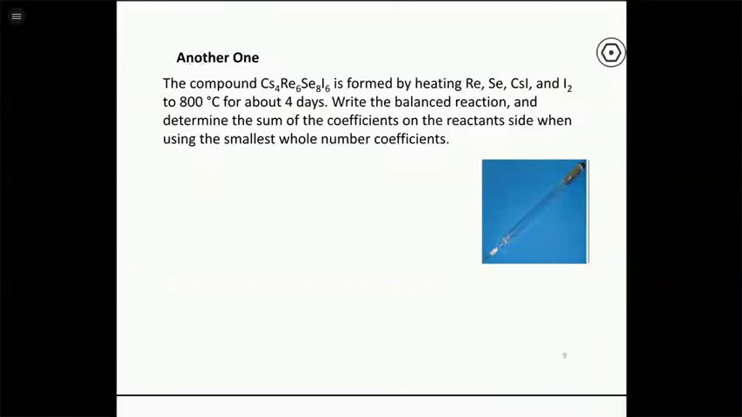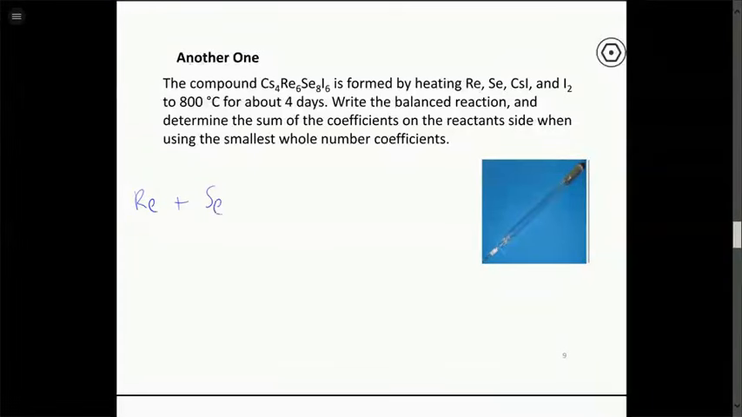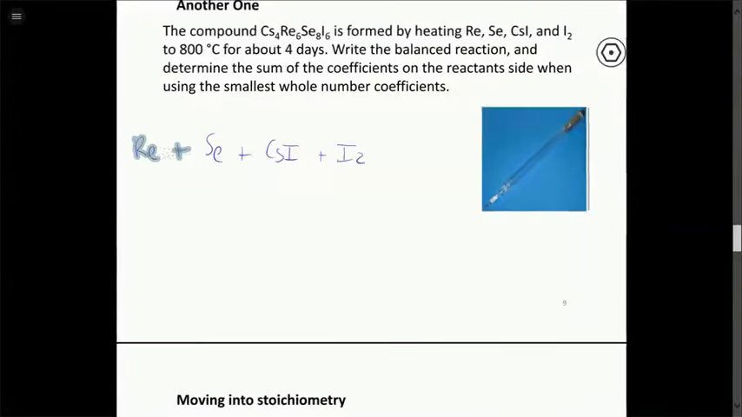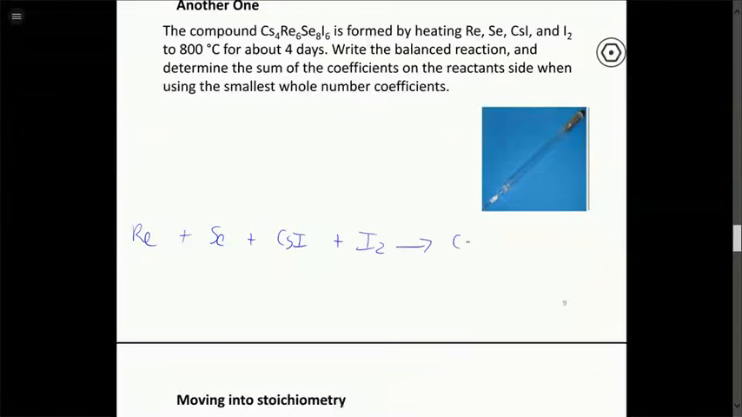All right, so all the reactants are going to be Re, Se, which is selenium, CsI, and I2. Actually, I'm going to do this a little bit lower so I have more room. Sorry. So we write out the reactants and products first. Reactants on the left side. In this case, only one product.